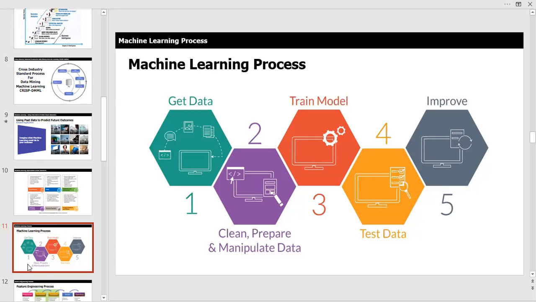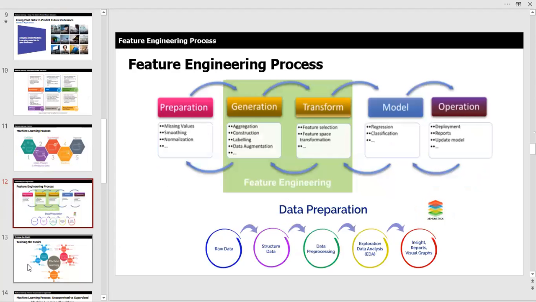Once we get the data set up properly, then we can start to train the model. And that's what we're going to be touching on today, really 2 and 3: clean and prepare, and train the model. And then finally, we get these models working, and then we test to validate and improve, after we've identified through deployment. Now, within the data science world and within the data wrangling world, there's this term called feature engineering.